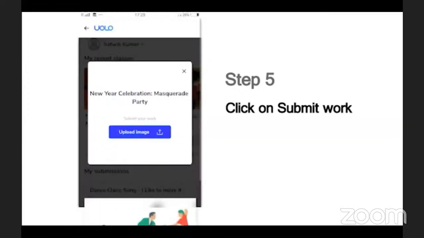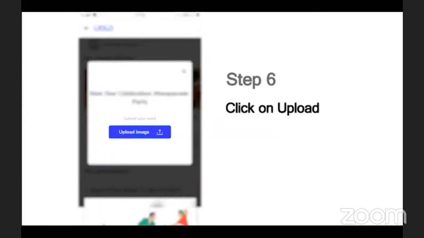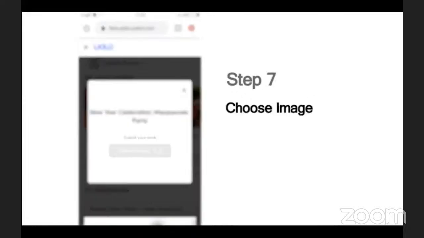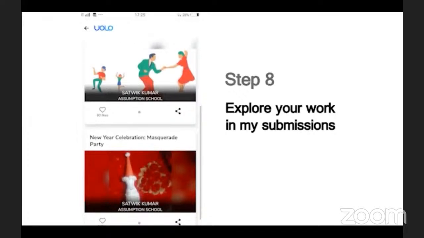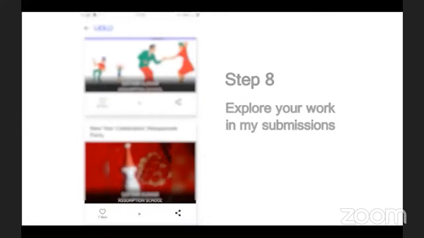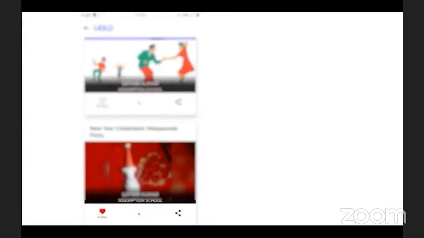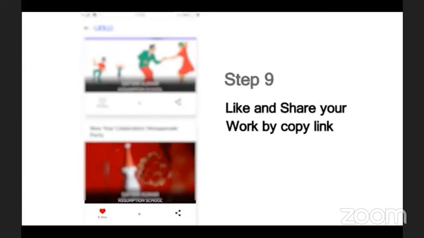Upload image. Choose image and click on Submit. Explore your work under My Submissions. Like and share your work by copying the link.